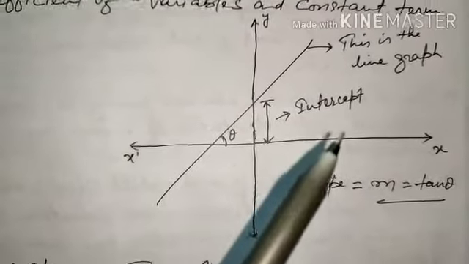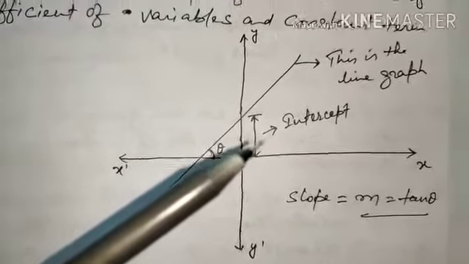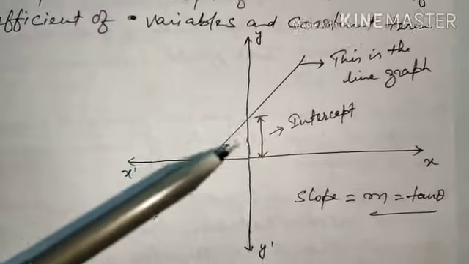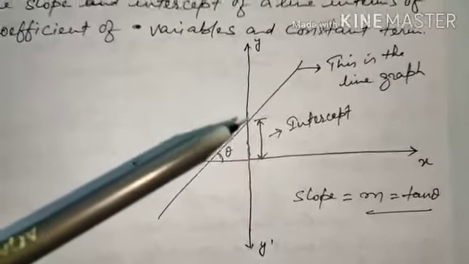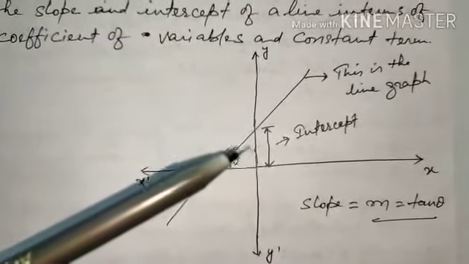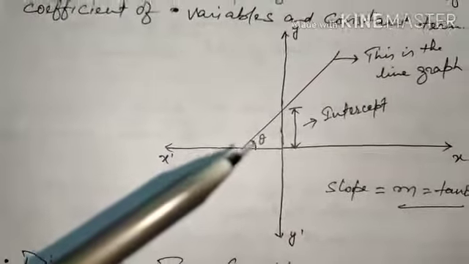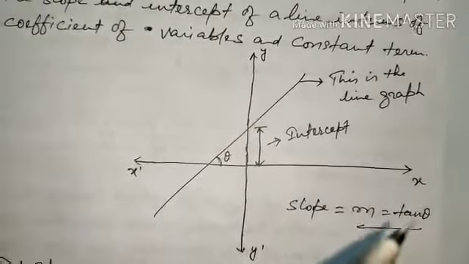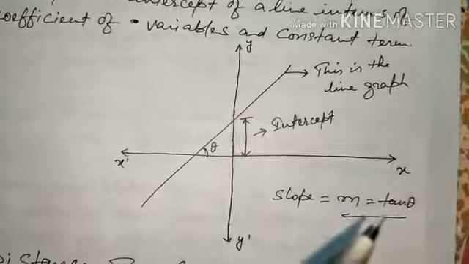It means I'm telling you the direction. This distance from the origin to where the line cuts the y-axis is actually called the intercept, or you can call it the y-intercept. And this is your theta. When theta gets associated with tan, we call it the slope. So slope is represented by m, and m is equal to tan theta.